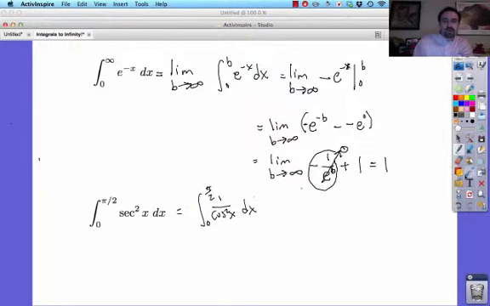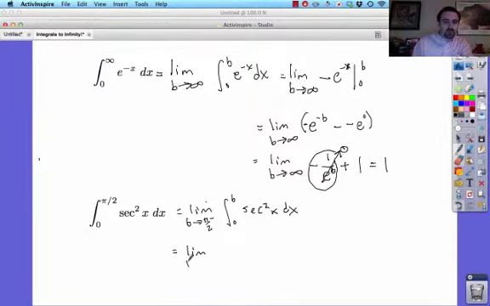So we're going to have to look at this as, again, we're still going from 0, but we're not going to pi over 2, we're going to b. And we're letting b go to pi over 2 from the left, because, again, we cannot plug pi over 2 into the secant. Okay, so we'll go ahead and integrate. The antiderivative of secant squared is tangent.